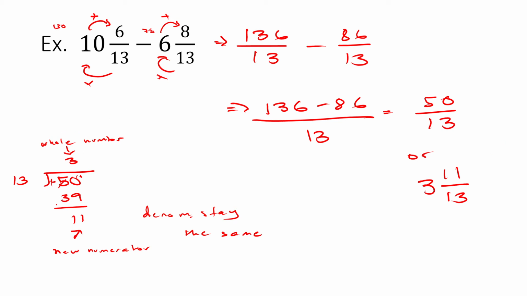So you divide the fraction, 50 over 13 becomes 50 divided by 13, and your answer is going to be your whole number, your remainder is going to be your new numerator, and then your denominator will stay the same.